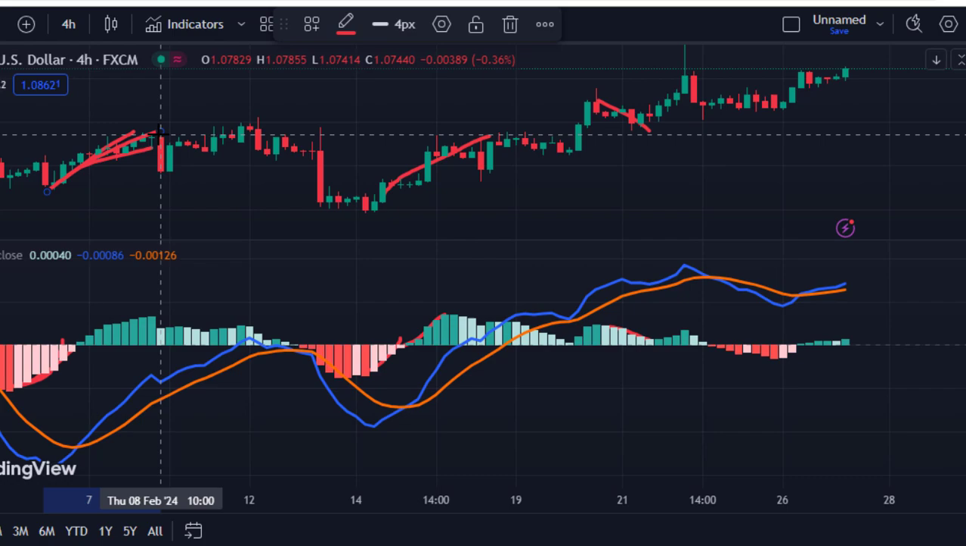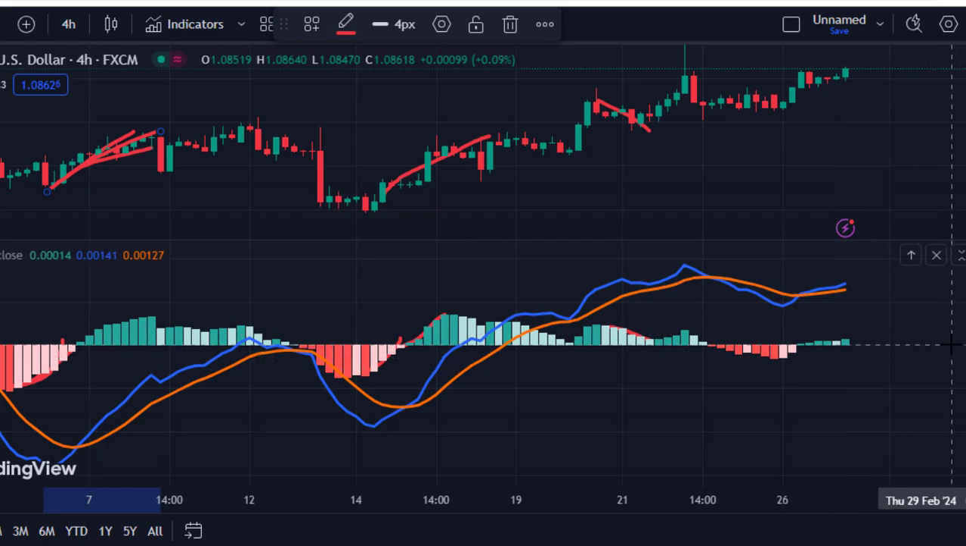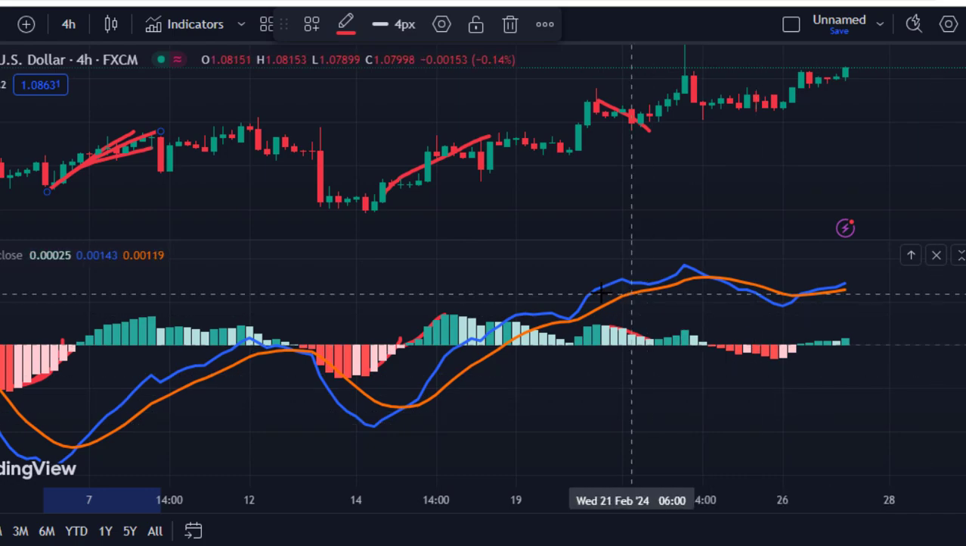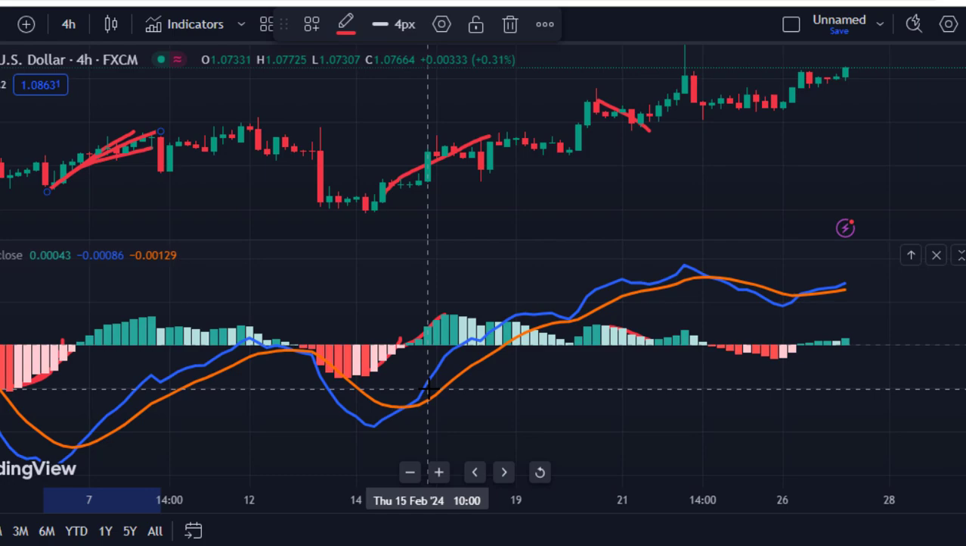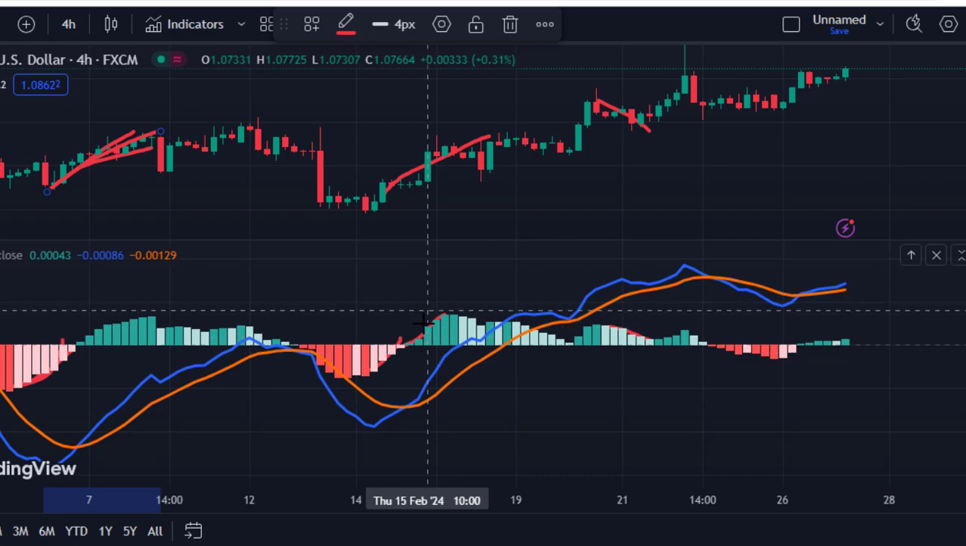So there are three crucial things on the MACD indicator. Number one is the division: from 0 upward is the positive side of the MACD, and from 0 downward is the negative side of the MACD. Number two is the MACD line, which is the blue line, and the signal line, which is the orange line. And the last thing is the MACD histogram, which shows market momentum. So this is very, very important.